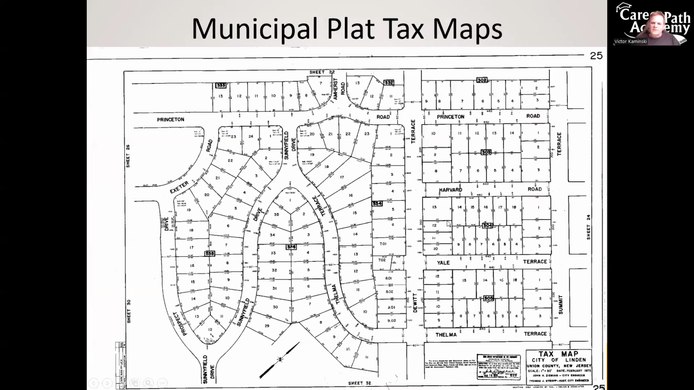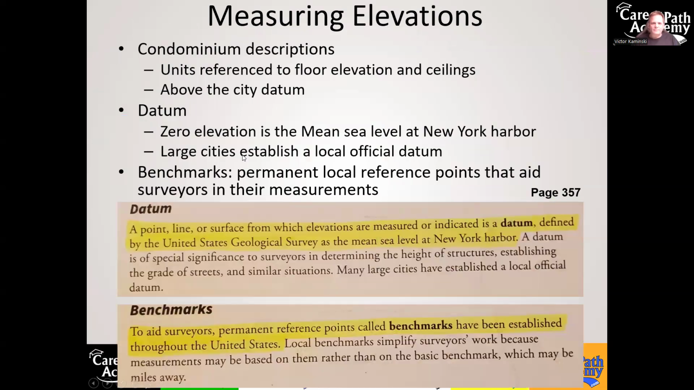All right. So once again, that's a municipal survey, the tax map. Okay, so measuring elevation. Condominiums, they measure elevation using the datum. The 0 elevation is the mean sea level at New York Harbor. And that's throughout the United States.